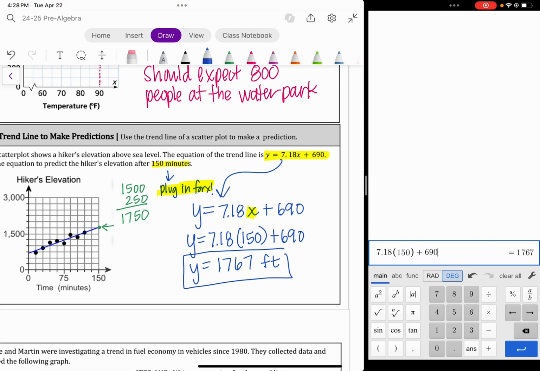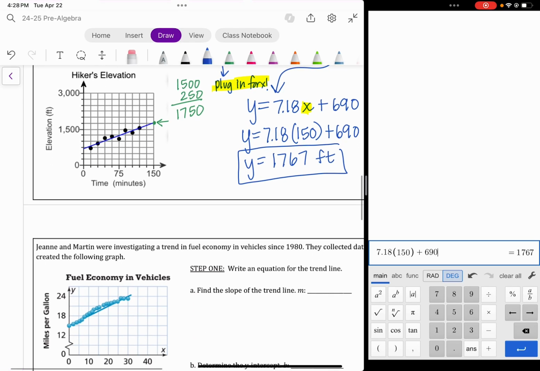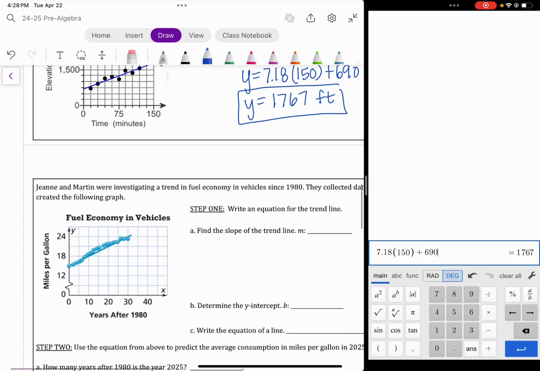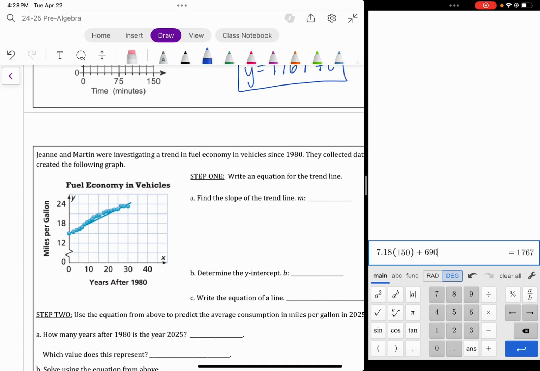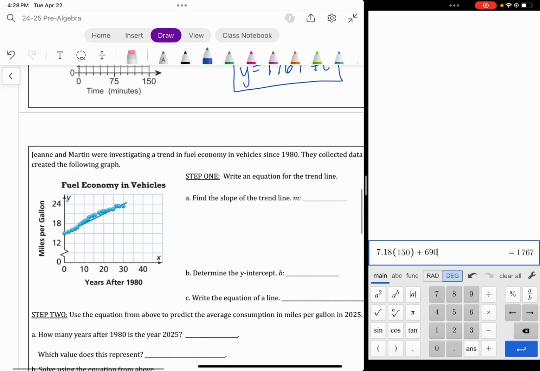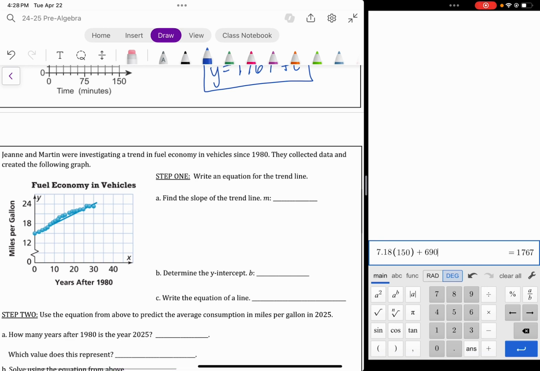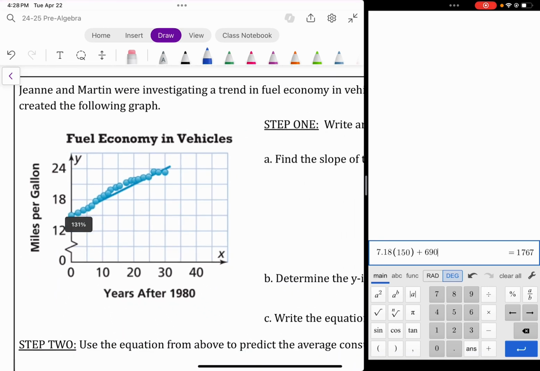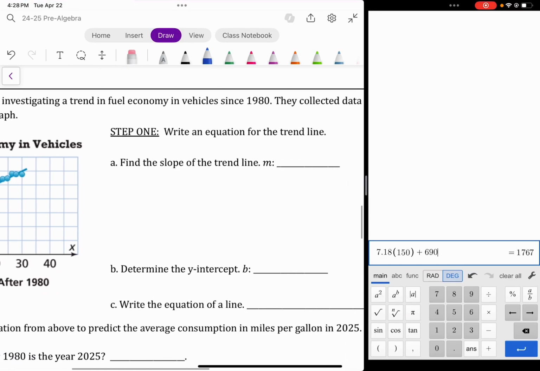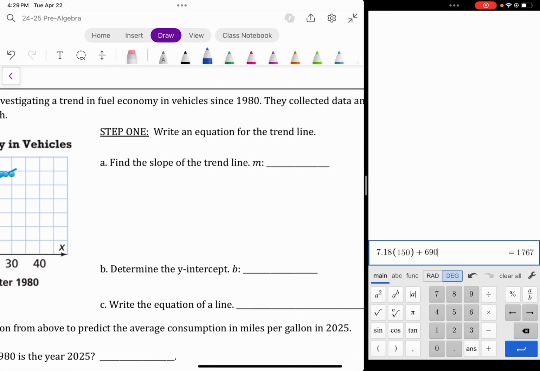Okay. Next says Jean and Martin were investigating a trend in fuel economy in vehicles since 1980. They collected data and created the following graph. So look how close those dots are to the trend line. Step 1 says write an equation for the trend line.